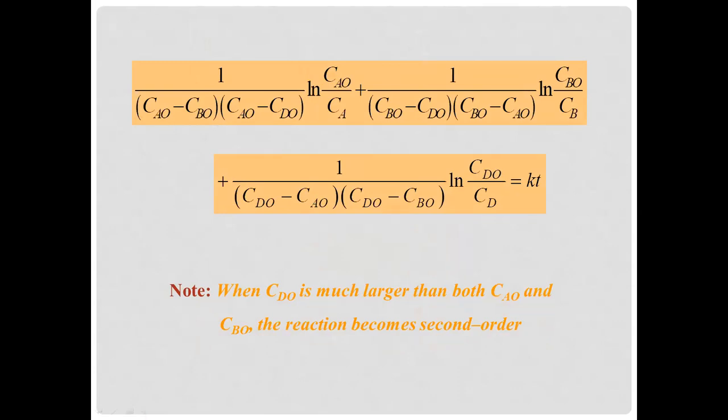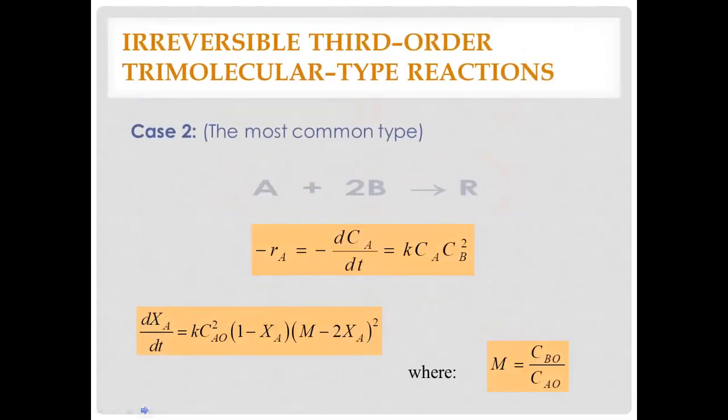Now, the same premise or the same principle applies here, that if one species is, in terms of initial concentration, very large compared to the other two, your reaction becomes pseudo second order, meaning the rate of reaction is not affected by changes in the concentration of that particular species. Okay, now we have case 2, and this is the most common type.